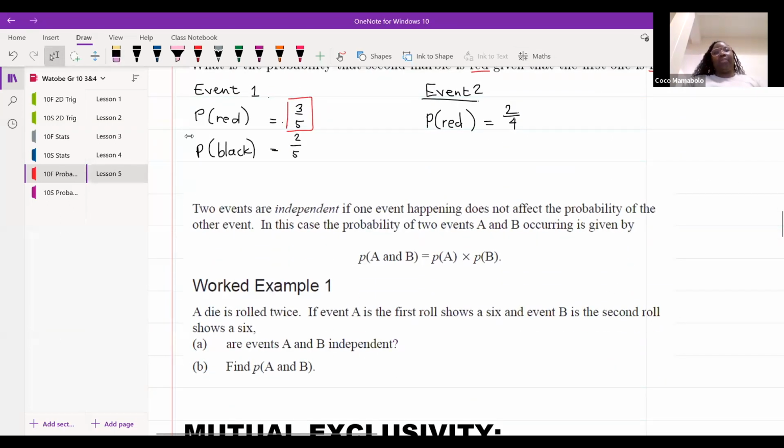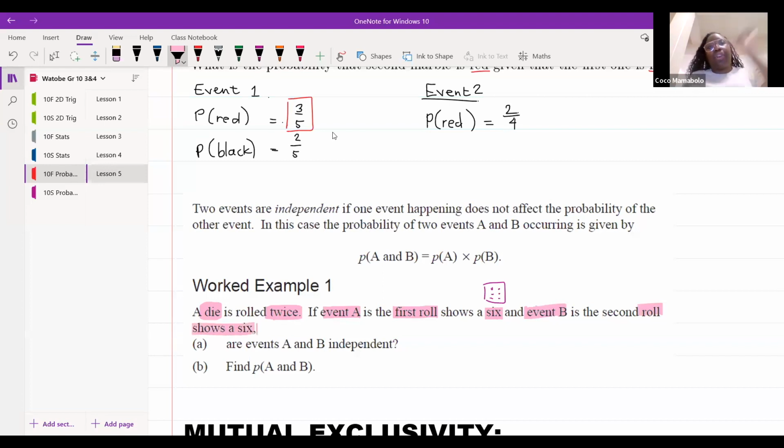It says here, a die is rolled twice. If event A is the first roll shows a 6, so if I roll my dice and it lands on 6, 1, 2, 3, 4, 5, 6, and event B is the second roll, and it also shows a 6.